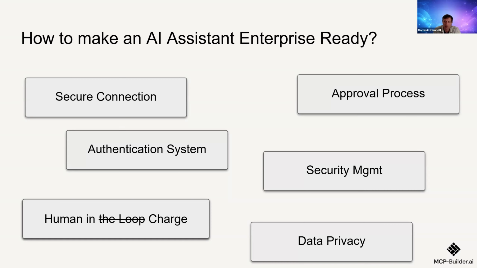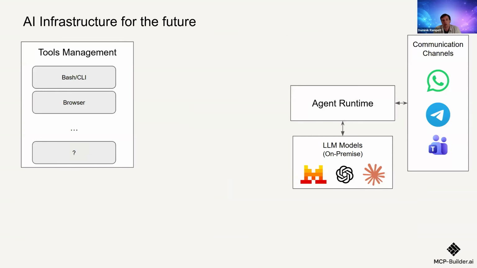So we have now had some ideas of what we would have to do in order to make it enterprise ready. And now I would like to take a look back at our AI assistant infrastructure architecture we looked at earlier, how it looks right now, and maybe what we would need in the company context in order to make this whole thing secure. So again, on the right side, we see our communication channels, WhatsApp, Telegram, etc. Then we have our agent runtime in the middle, pretty much the same. We still have our LLM models, maybe on premise, in the enterprise setup.